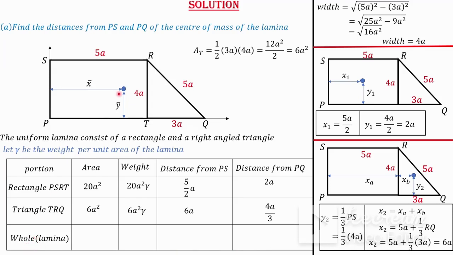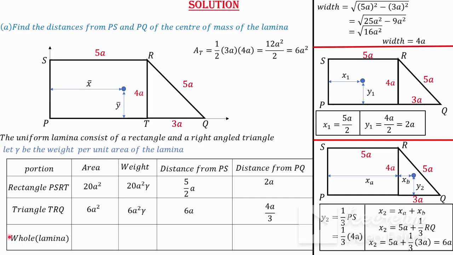Actually, we need to determine x bar and y bar for the whole lamina. That is the distance from PS of our uniform lamina, which is noted as x bar, and the distance from PQ of our whole lamina, which is denoted as y bar.